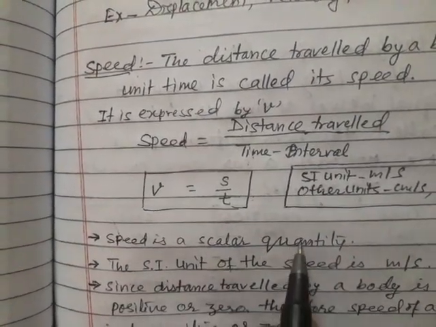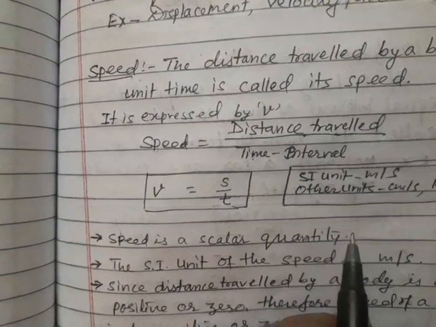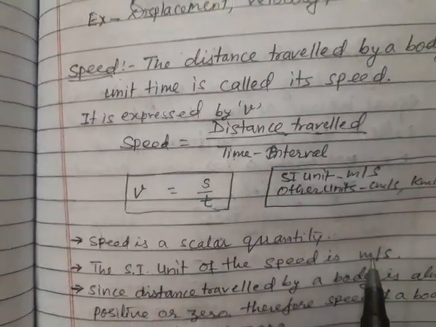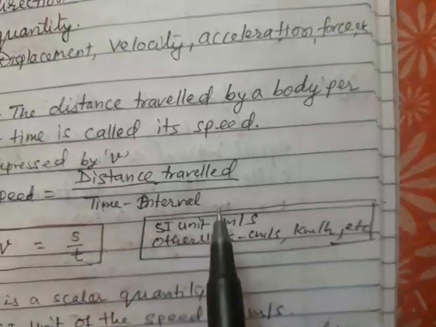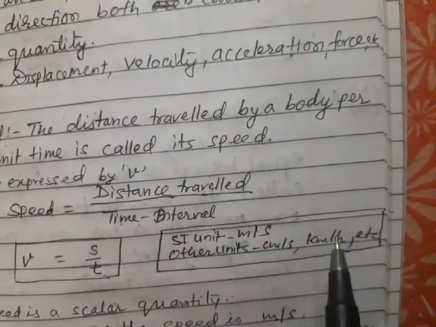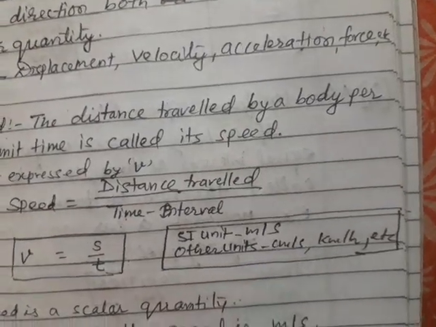Now some features of the speed of a body. Speed is a scalar quantity, meaning it has only magnitude. The SI unit of speed is meter per second, and other units are centimeter per second, kilometer per hour, and some other units may be taken.